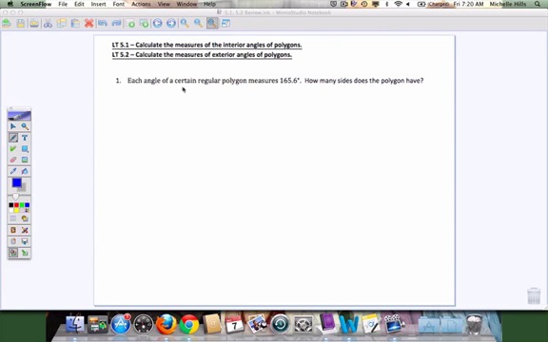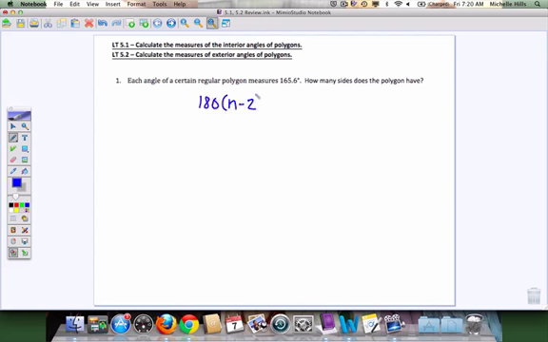So it's talking about the interior angles of a polygon. And I know to find the total of the angle measures, it's 180 times the number of sides minus 2. But to find the measure of one angle in an n-gon, I would have to divide by n. And I know the measure of one of those angles is 165.6 degrees. So this will give me the measure of a single interior angle in a regular n-gon, and I know that it equals this.